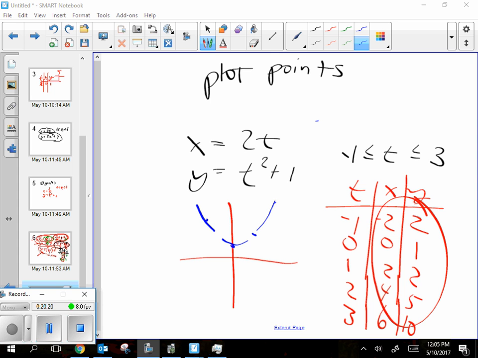So basically, it's a parabola. And you could have known that from this. Hint, what if x had been equal to t squared instead of y?